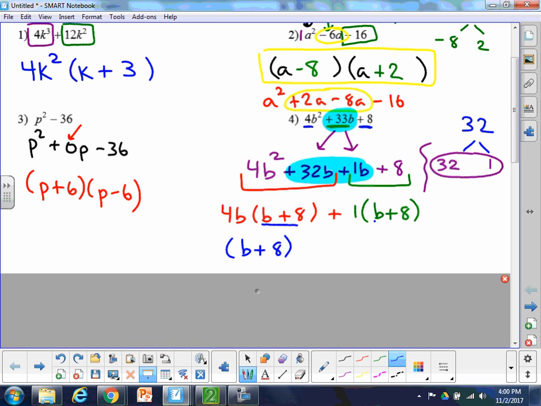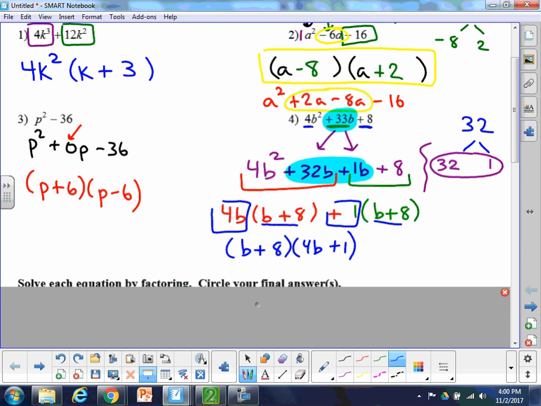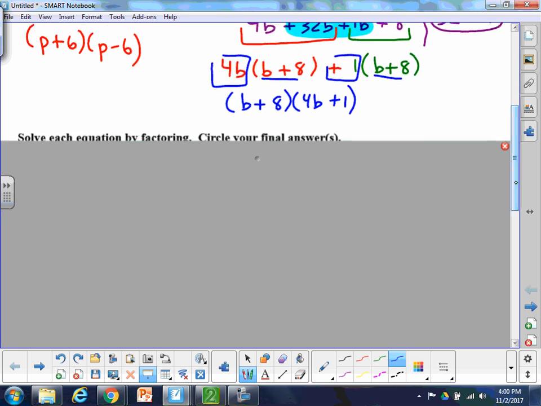Okay, they both had the b plus 8, right? And then the leftover stuff is just the 4b and the plus 1. Okay, and this thing is actually factored. You could check it out if you want to take a second, FOIL it out, make sure you see it. But yeah, that would do it.